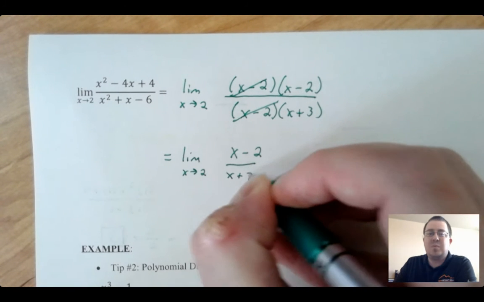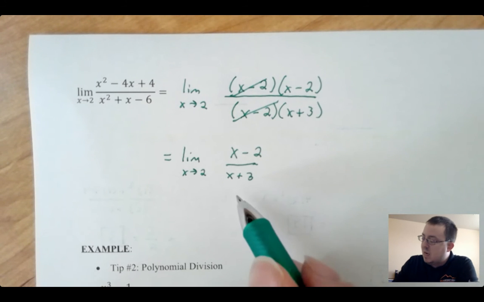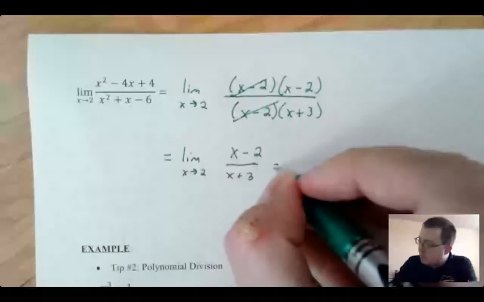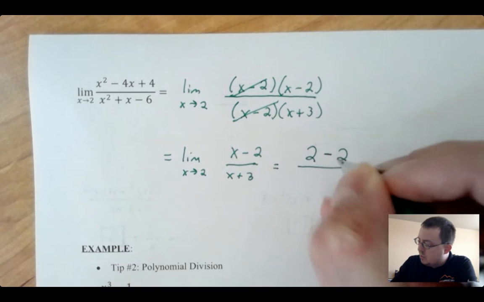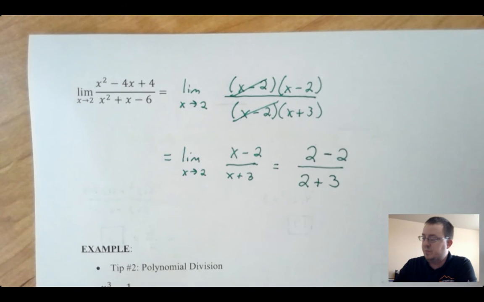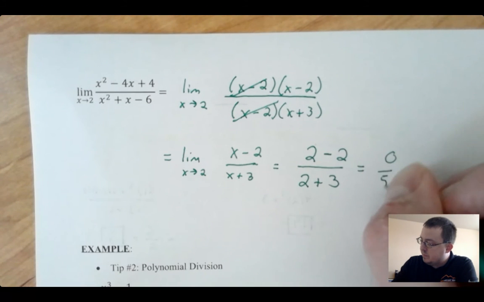And once I'm ready to plug in my value of 2, because I know it won't change my denominator to 0 anymore, I can just go ahead and plug that in and get rid of the limit notation. So 2 minus 2 over 2 plus 3, where I just plugged in x equals 2. I get 0 over 5, which is just 0.